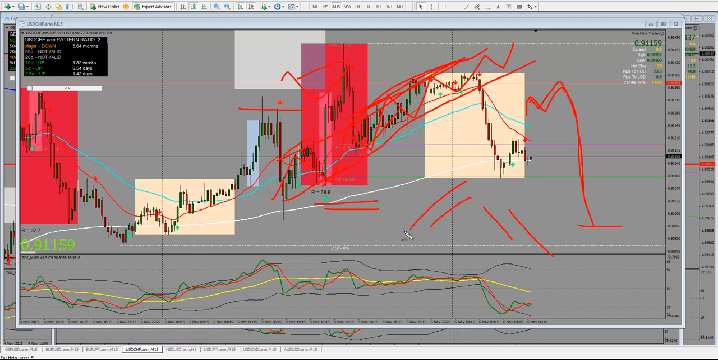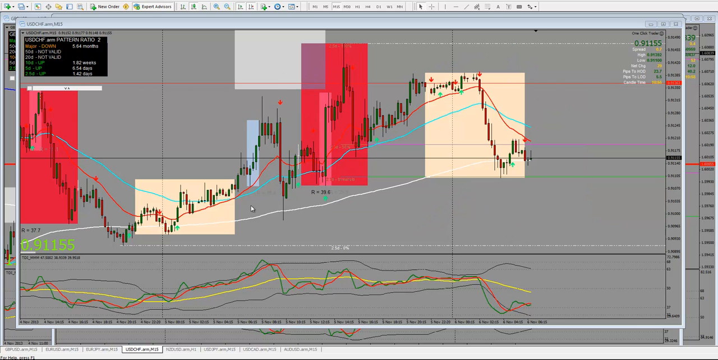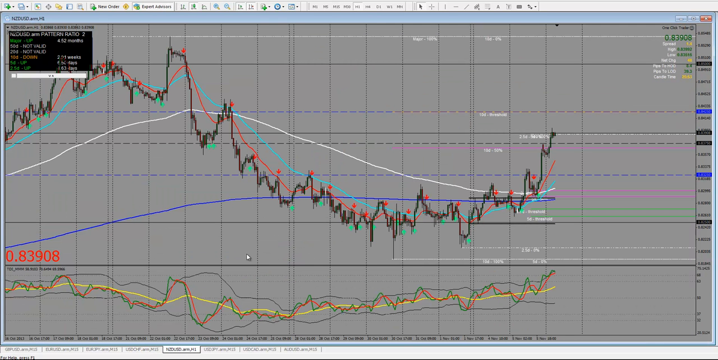Alright, so that's the Swissy, dollar Swiss. New Zealand dollar, the hourly chart, we predicted from Monday that it's going to rise, and surely it is rising. We start looking at those levels here, this is the consolidation level here. So we should see another few days of rising towards these levels here.